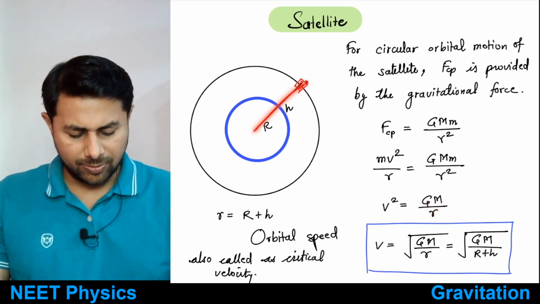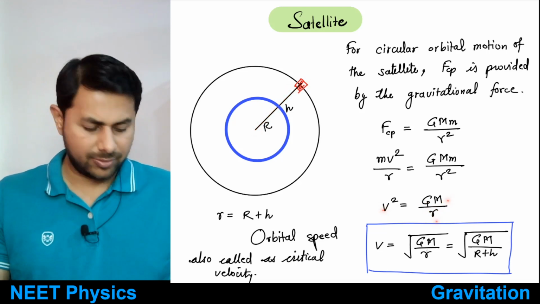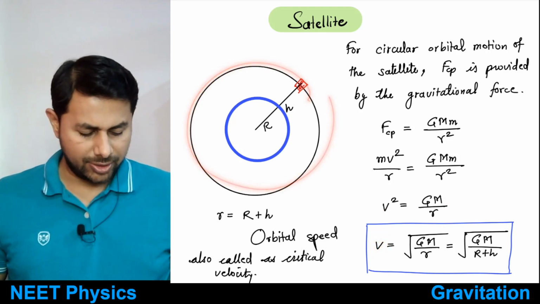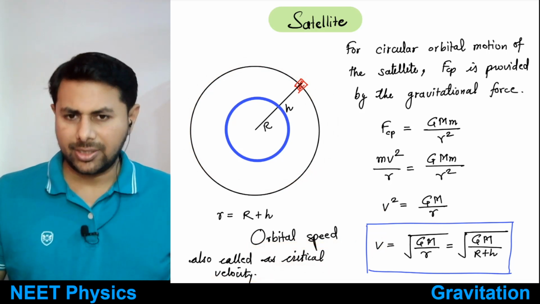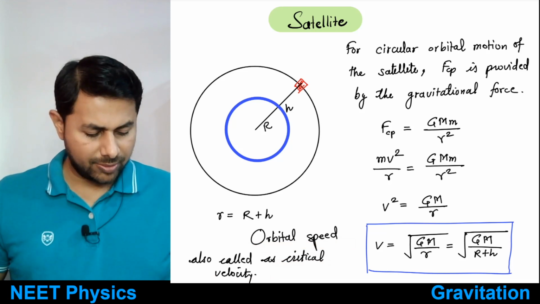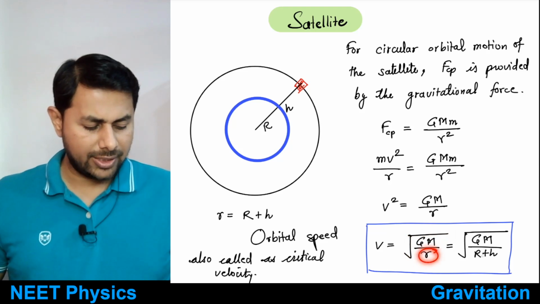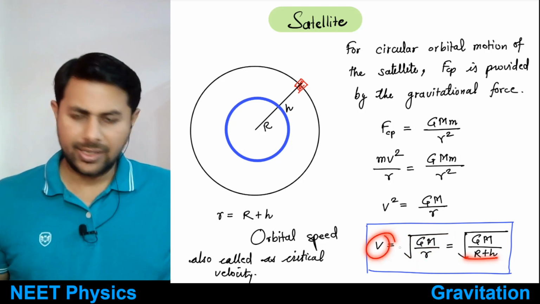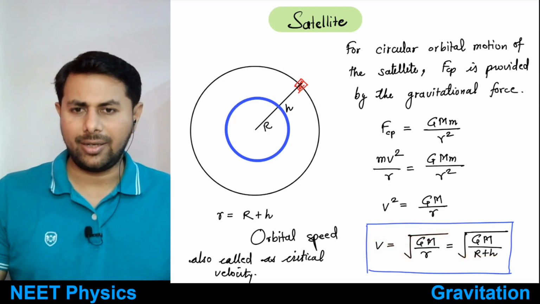What is small r? Small r is capital R plus h. So v squared is GM upon r. Therefore, v is the speed with which the satellite revolves. This is also called the orbital speed of a satellite, or the critical velocity of a satellite. So what is the critical velocity? It is the square root of GM over r, where small r is equal to capital R plus h. You can always substitute that.